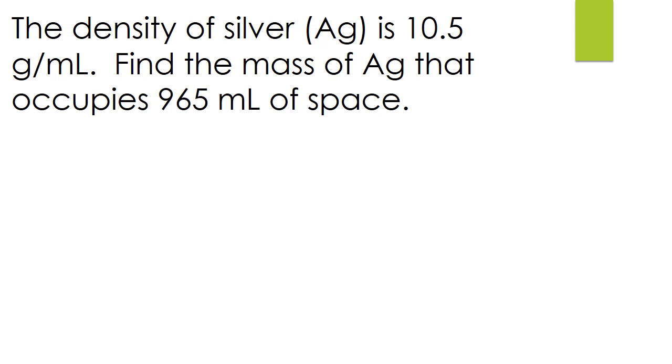Let's say the density is given to me and it's 10.5 grams per milliliter, and I want to find the mass of a sample of Ag, or silver, that occupies 965 milliliters of space. To do this, I'm going to plug in everything that I know into the density equation. So if I know that density equals mass over volume, I have the density, it's 10.5. I don't know the mass, so I'm going to label that X because that's my unknown that I'm solving for. And then the volume is 965.